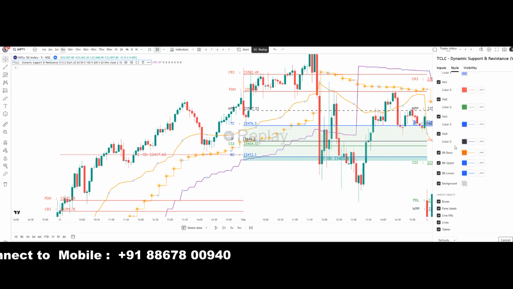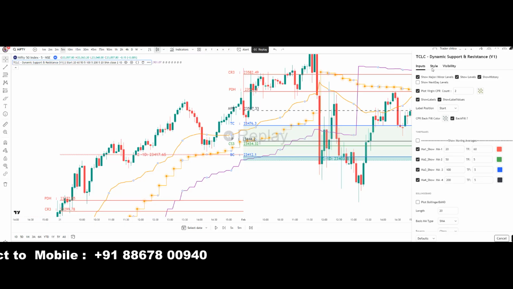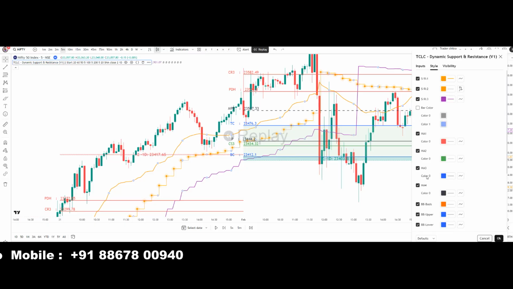Okay, and once you go here, we are setting the moving averages. Once we go to the style, see here we can change the color accordingly.